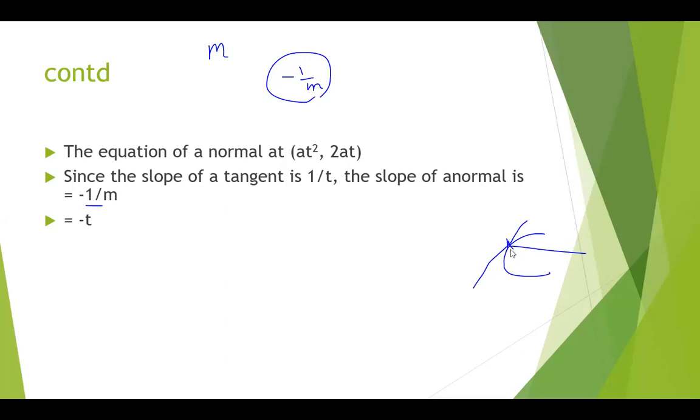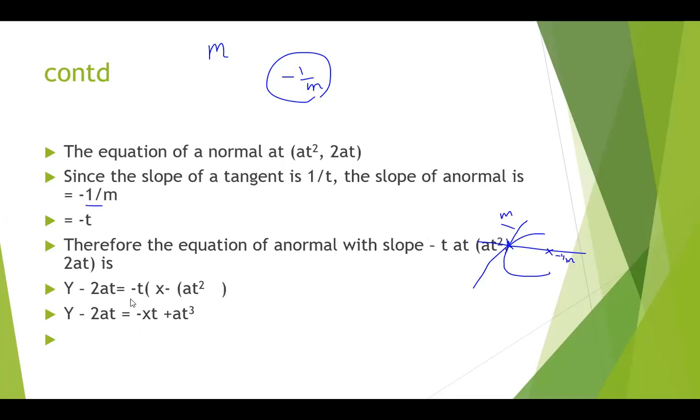You know the point through which the normal is passing, and one more point is the slope of this line. Slope of tangent is m, means slope of normal will be minus 1 by m. Thus, we get the slope as minus t, and we'll substitute like this.